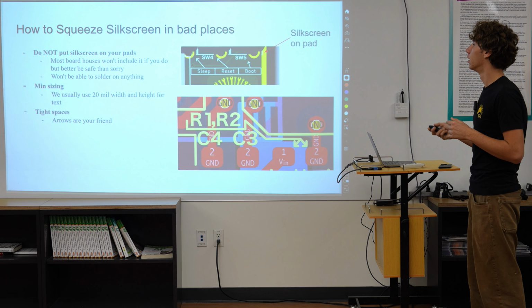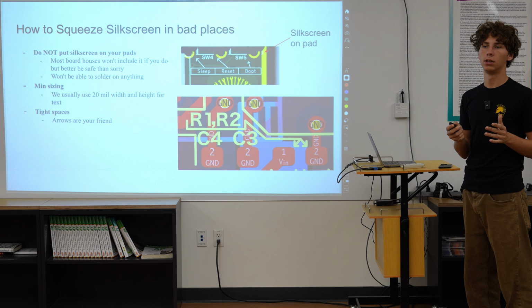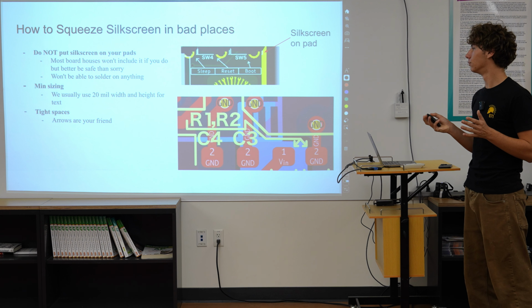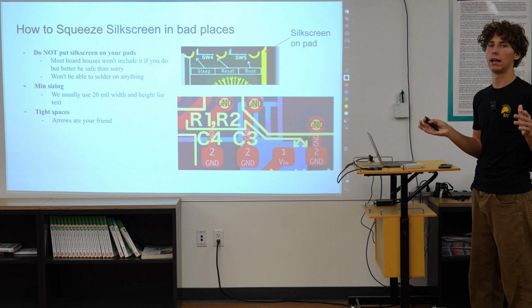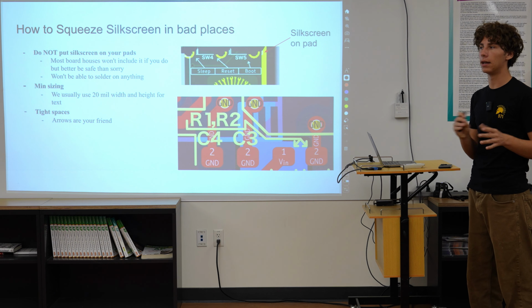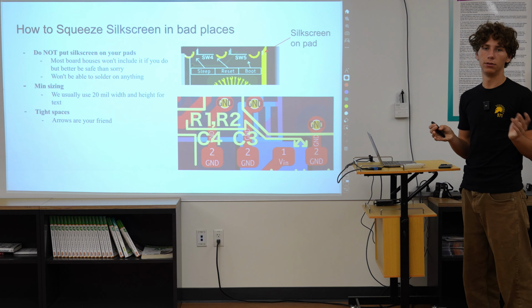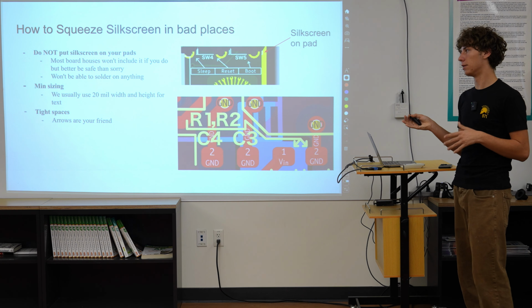Okay, another thing, how to squeeze silkscreen into bad places. A lot of the times, we're doing really compact routing, and we're not going to have the space for silkscreen. On a couple boards, we just completely abandoned reference designators just because we didn't have the space for it. But it's important that you do, so here's basically how you do it.